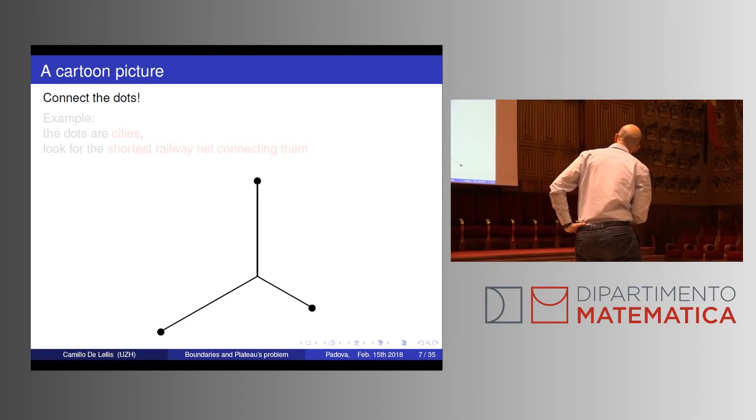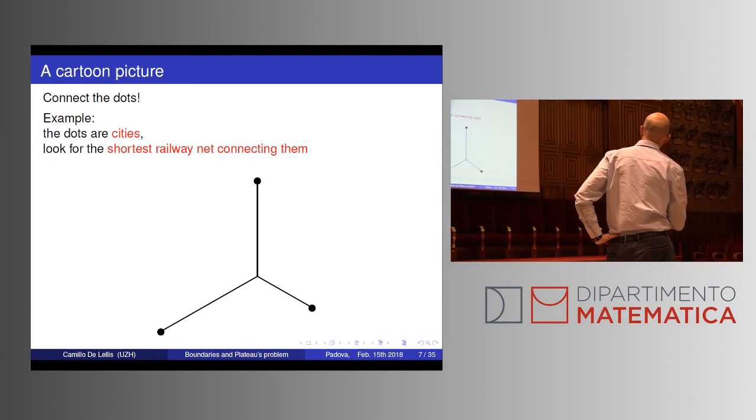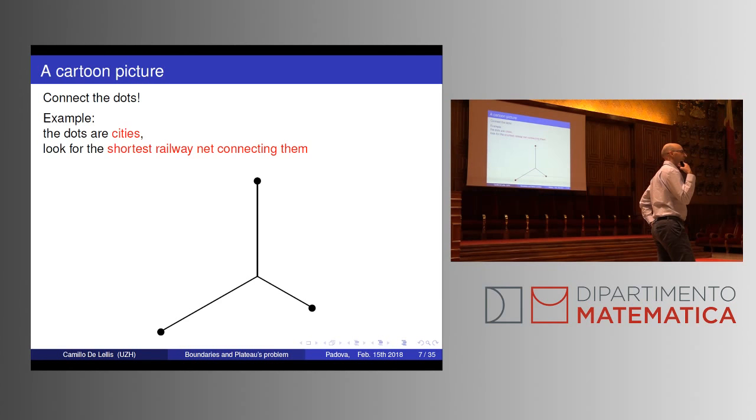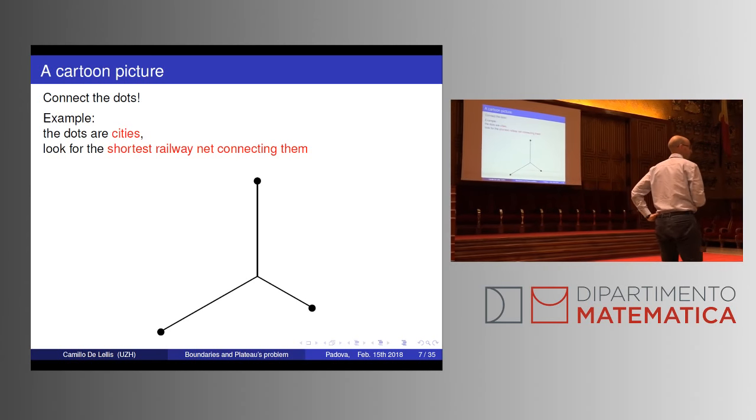Okay, so this sounds very abstract, but you can simply think about the following. Here you have 3 cities, okay? And you want to build a railway which connects the 3 cities and has the minimal length, okay? So this is an example. This is a minimal railway which is connecting these 3 cities.